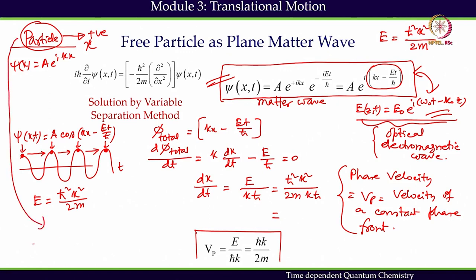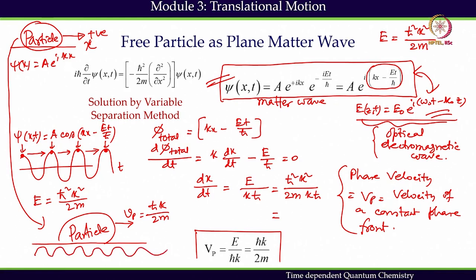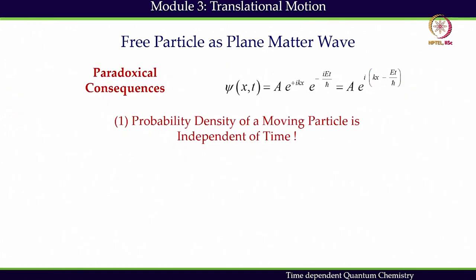So, this particle which is moving has a velocity which is called phase velocity, ħk by 2m. And so far the particle, how does it look like? It looks like a plane wave, a wave propagating through space.